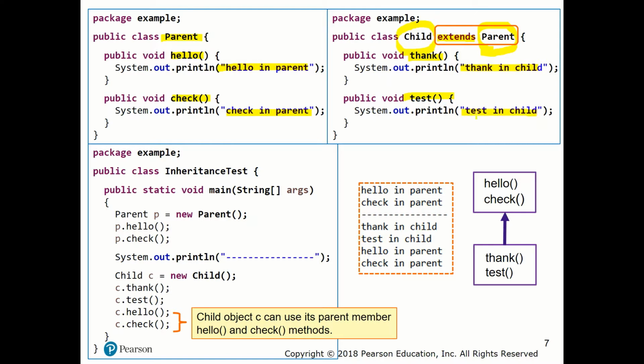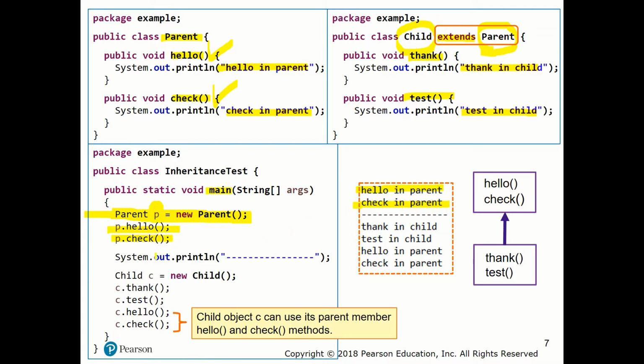And then here, the main method. In the main method, at first I create the parent object. Since p is the object of a parent class, p can use hello and check methods, right? So p.hello, p.check. Then p.hello will print out hello in parent, and p.check will print out check in parent.